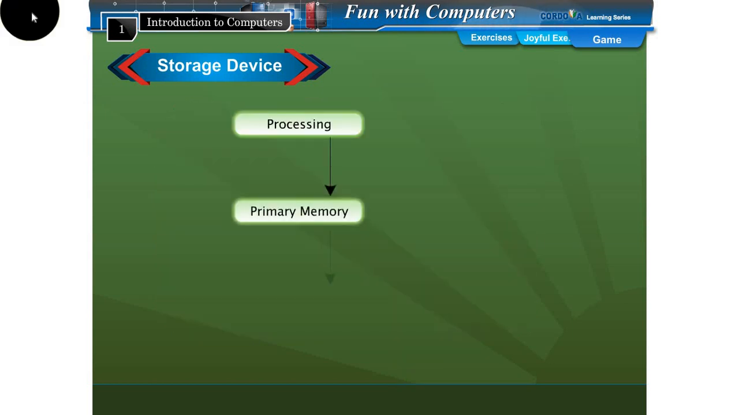Accessing computer memory. Primary memory can be directly accessed by the CPU, but secondary memory cannot be accessed directly. Data from secondary memory is first transferred to the primary memory and then from primary memory to the CPU.